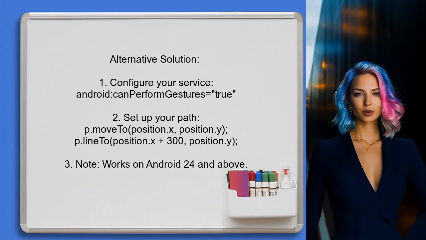An alternative approach shared by another user emphasizes the importance of configuring your service to perform gestures. They suggest ensuring that your service has the setting "can perform gestures" set to true. Additionally, they recommend setting up your path correctly by moving to the starting position and then drawing a line to the desired endpoint. It's important to note that this method only works on Android version 24 and above.